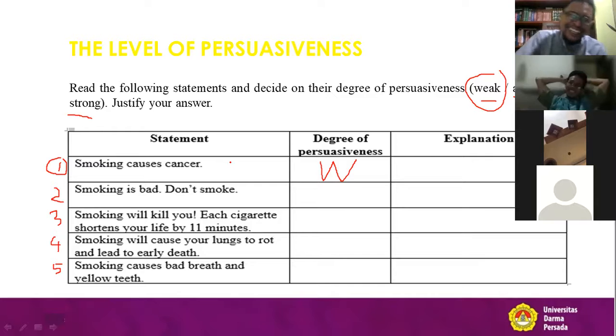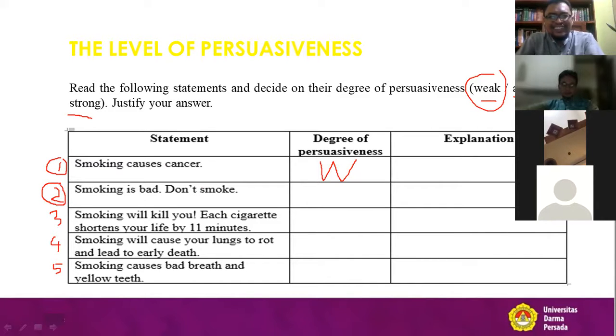Okay. Well, so this is weak. But I think it's common sense. Do you know common sense? Like all people know that, right? Yeah. All people say that smoking causes cancer. That's it. So what? There's nothing moving at all. It doesn't move us at all. Okay. Let's go to number 2.